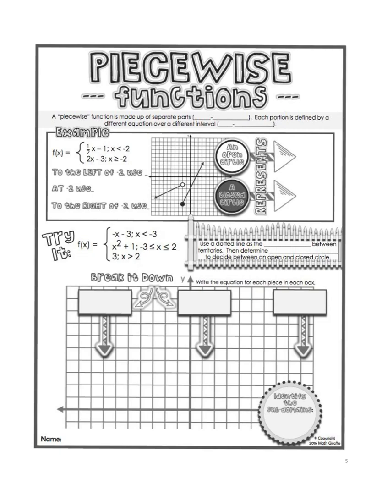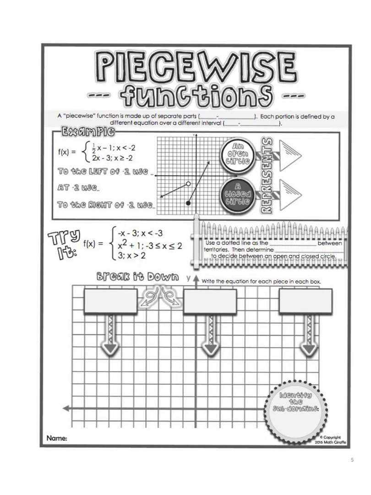Here's part 2 of section 2.4, which is all about piecewise functions. A piecewise function is made up of separate parts, and each portion is defined by a different equation over a different interval. Maybe it is going to be a parent function parabola, and then all of a sudden it changes into a line. Things like this do happen in real life.